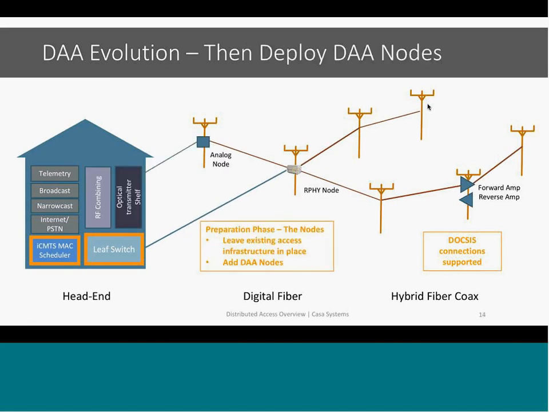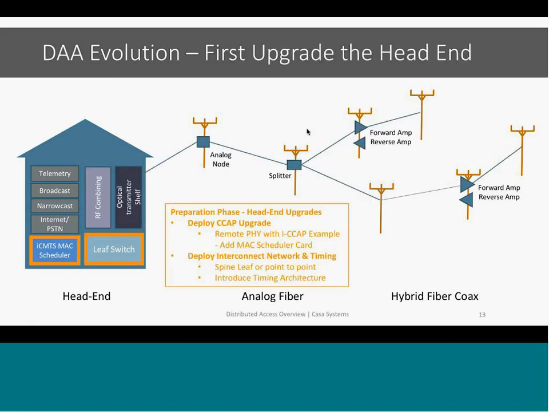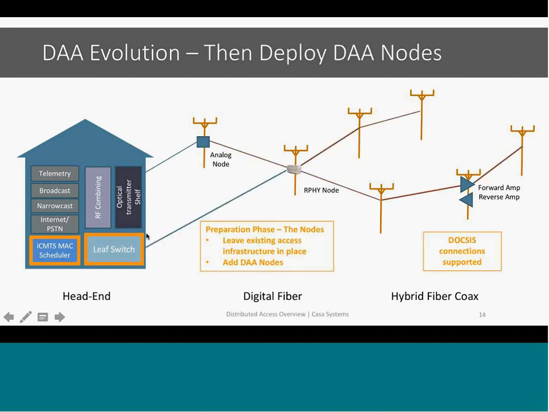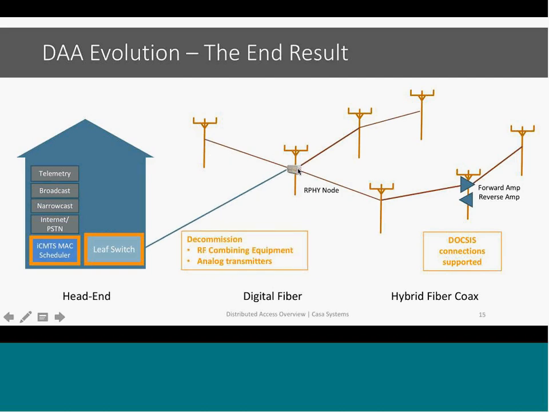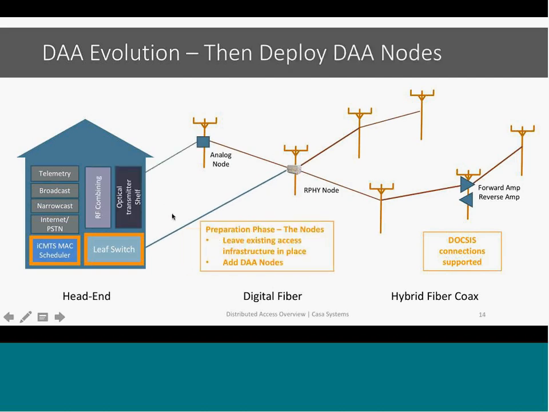So that's really it. You upgrade your head end, you put in your MAC-enabled CMTS and your leaf switch, which is your SIN, or your access technology. You deploy the node, you start migrating over, and then you're allowed to start decommissioning. The important thing here is these can run in parallel.